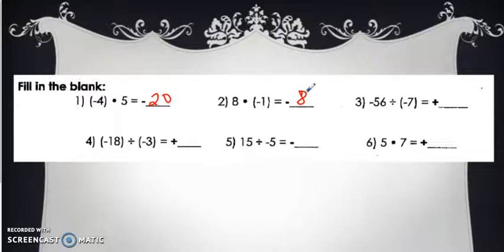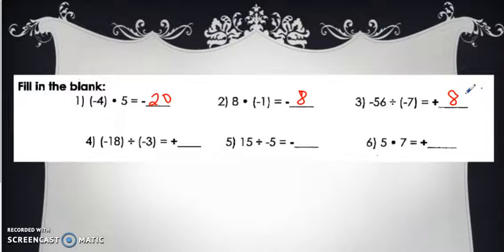Negative 56 divided by negative 7. Two negatives being divided makes a positive. You don't have to write the plus sign. You are more than welcome to write the positive sign. Do the math. 56 divided by 7 is 8.